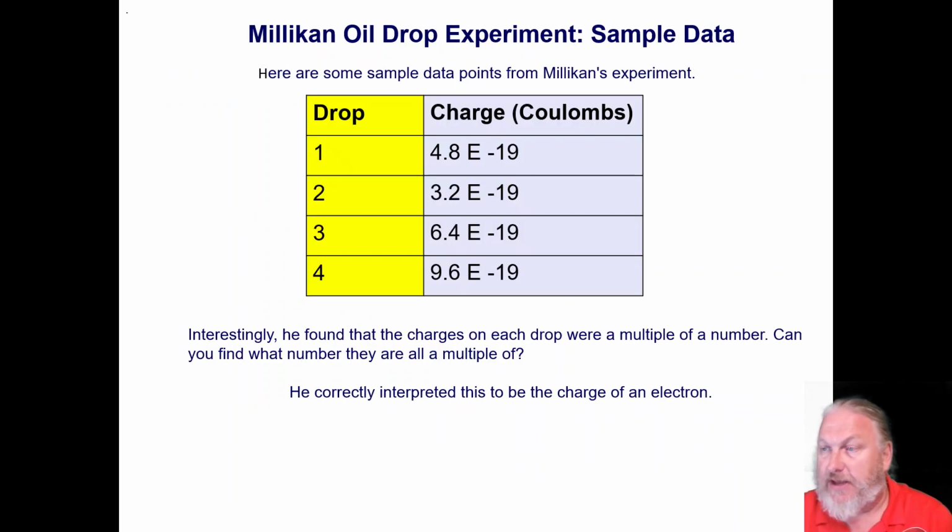So here's some data, right? One drop would have a 4.8 times 10 to the minus 19th charge. The other one would have a 3.2 times 10 to the minus 19th charge. Then 6.4 times 10 to the minus 19th, and then the fourth drop was 9.6 times 10 to the minus 19th. So you might see a pattern there, right? He found that the charges on each drop were a multiple of a number. All right, for just a second, let's see if you can see that pattern.